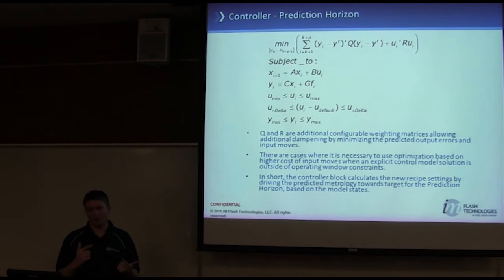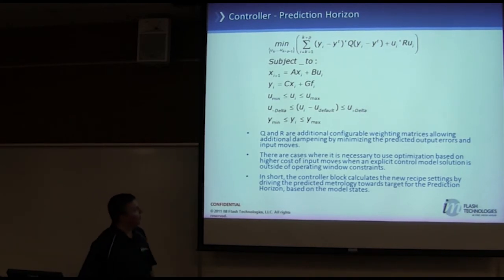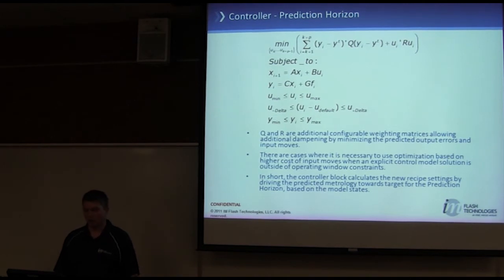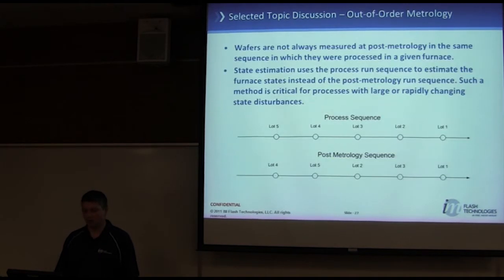If you want it the other way around, it's basically a cost function. If your inputs cost a lot, like if it costs a lot to flow more gas, then you can increase the R so that it balances out a little bit. And then we have all these constraints on here to help give us an optimized answer.